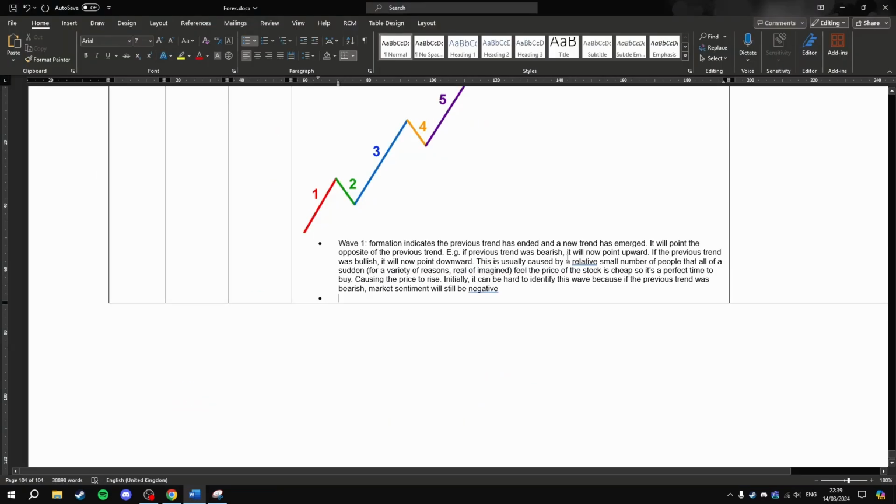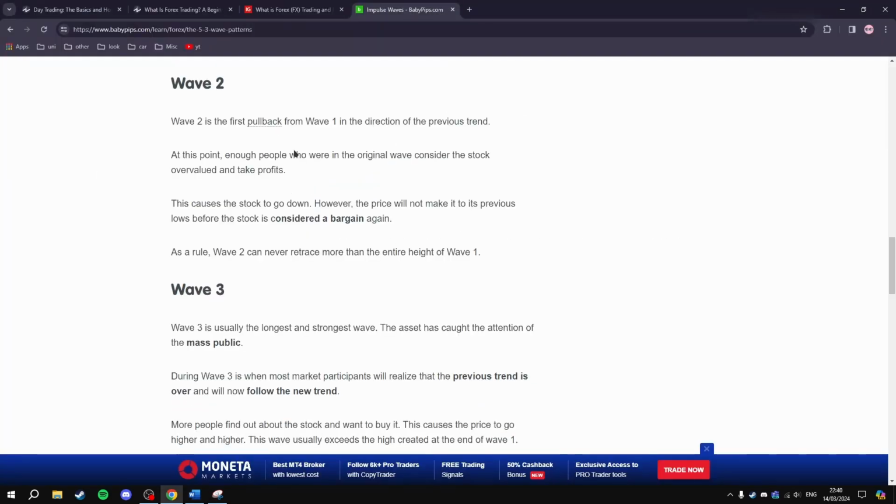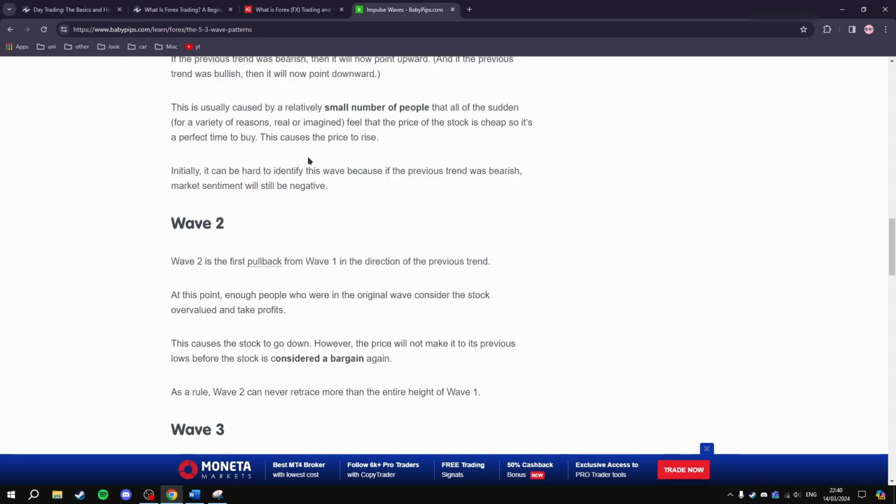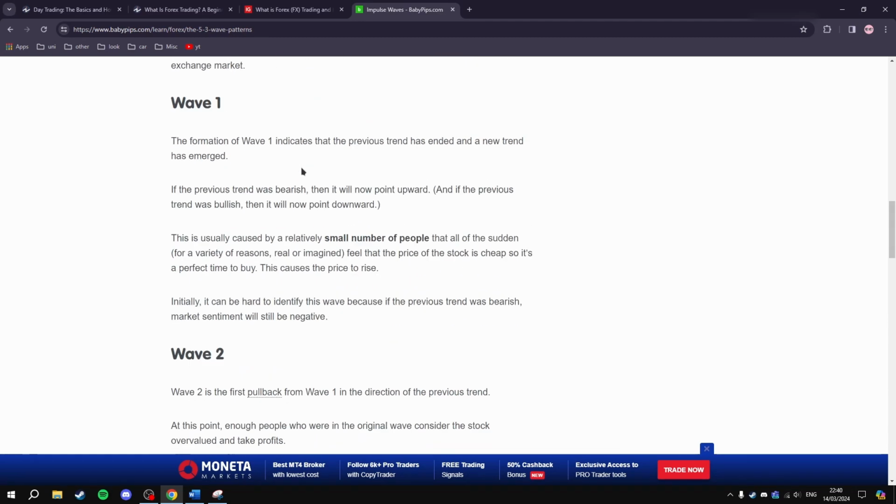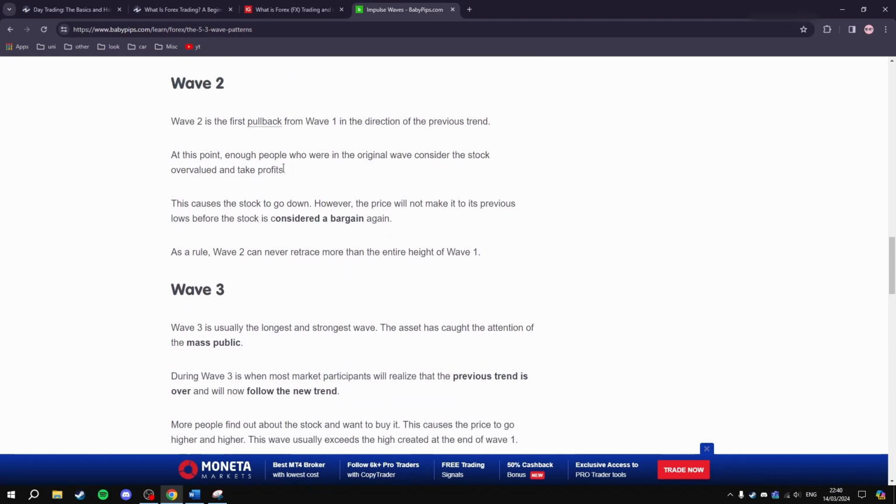Wave 2. Wave 2 is the first pullback from wave 1 in the direction of the previous trend. At this point, enough people who were in the original wave consider the stock overvalued and take profits.